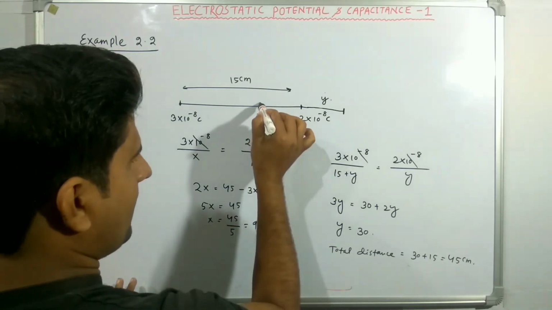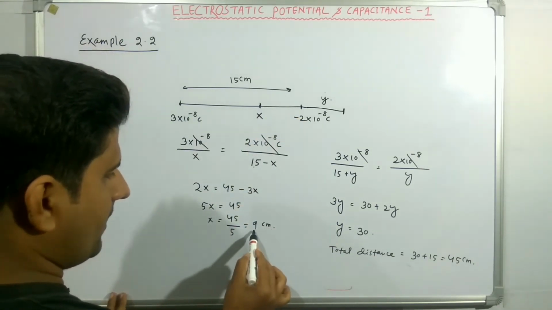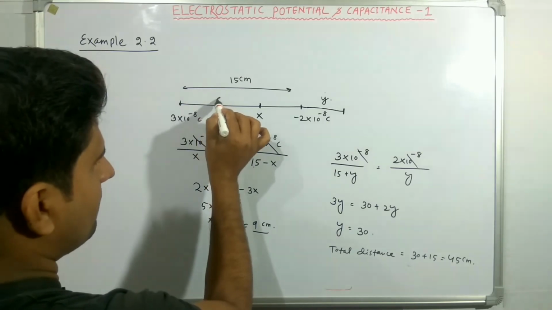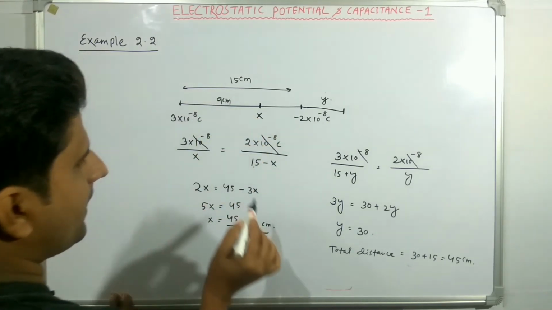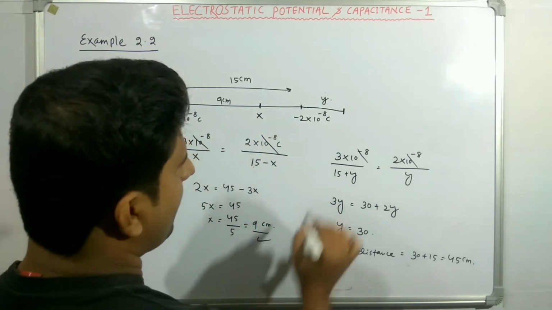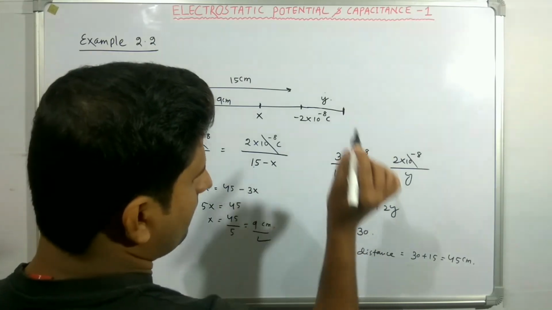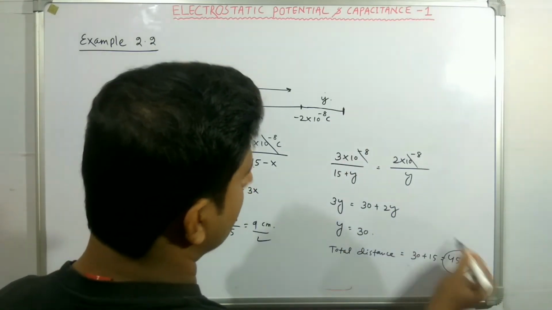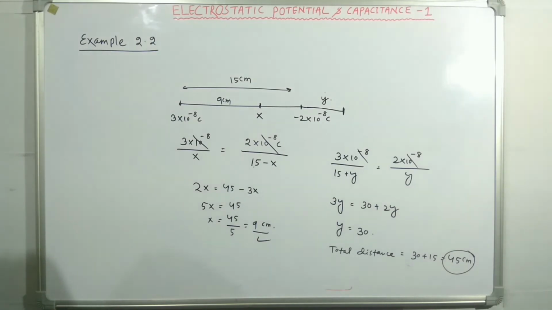So inside, at a distance of 9 centimeters, the net electric potential is 0, and outside, at a distance of 45 centimeters, the net electric potential is 0.